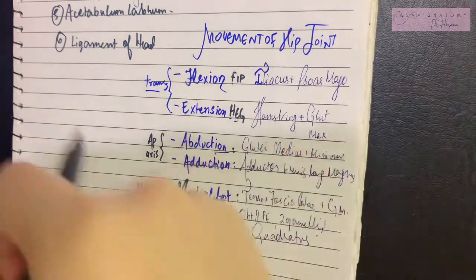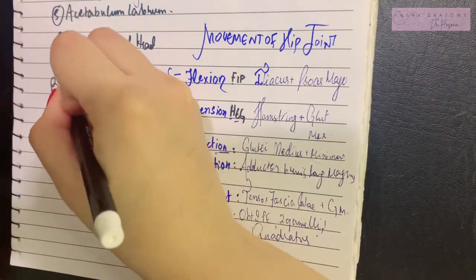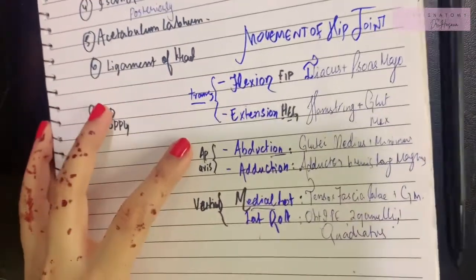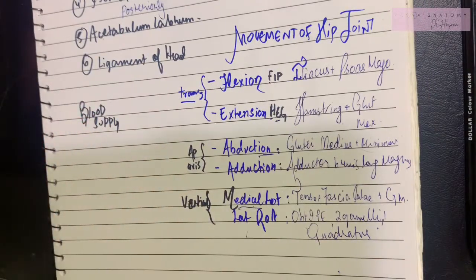Overall, the blood supply of the hip joint is derived from the obturator artery, the two circumflex femoral arteries and the two gluteal arteries. If you remember those anastomoses we studied, the trochanteric and the cruciate anastomosis, that's where it mostly derives its blood supply from.